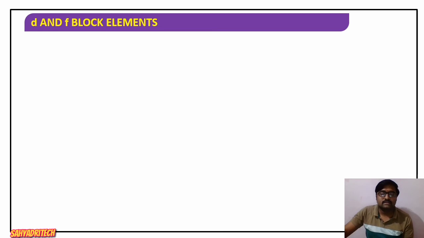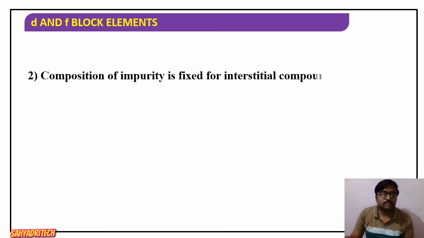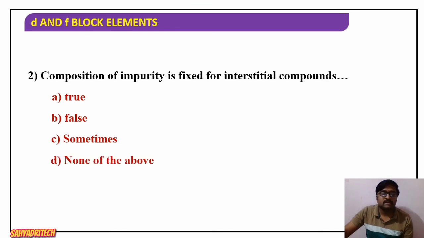Then the second question: the composition of impurity is fixed for interstitial compounds. It means they have a fixed composition. Is it true? Option A, true. Option B, false. Option C, sometimes. Option D, none of the above. Do interstitial compounds have fixed composition? No, it is false. So the right option is B.